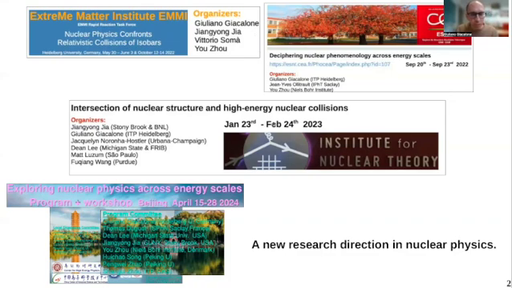We had, for instance, a 5-week INT program last year, which was really great. There will be another program gathering the two communities next year in Beijing. I think it's fair to say this is a sort of new research direction in nuclear physics, which is leading to a lot of interesting things. I will try to present some of the motivation and the progress we have achieved, and what would be nice to do in future.